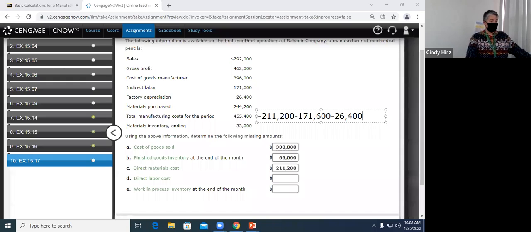Because I have to hope that they're giving us all the information we need to do this exercise. So we know that those total manufacturing costs include direct materials, direct labor, and overhead. If we can subtract the direct materials and the overhead, what's left must be the direct labor. Does that make sense? And I got 46,200 for that. Everybody's good?